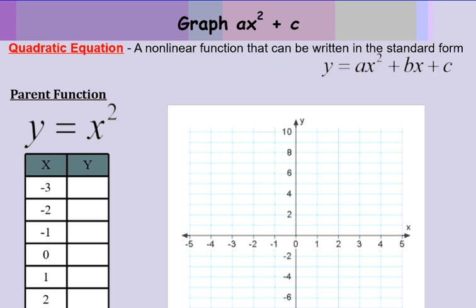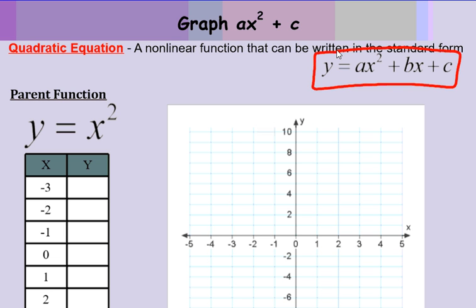So a quadratic equation is a nonlinear, means that this is going to not be a straight line function, graph. A nonlinear function that can be written in standard form as y equals ax squared plus bx plus c. That is what we mean by a quadratic equation in the mathematics community. Any polynomial that has the largest power, we call the degree, being a 2.